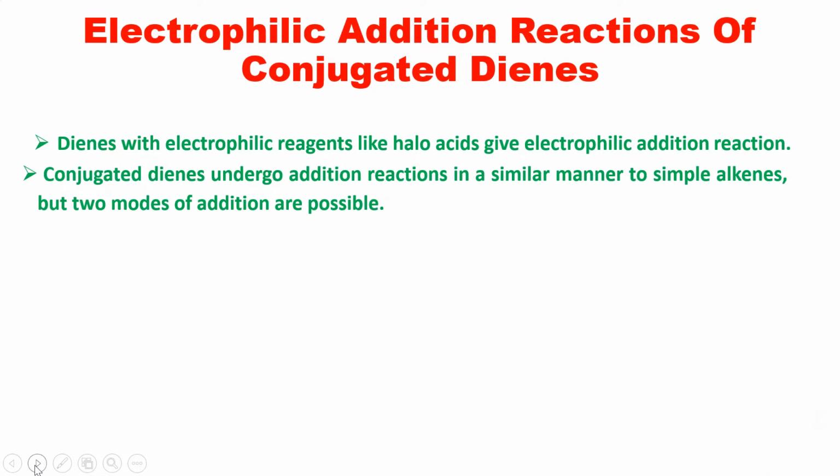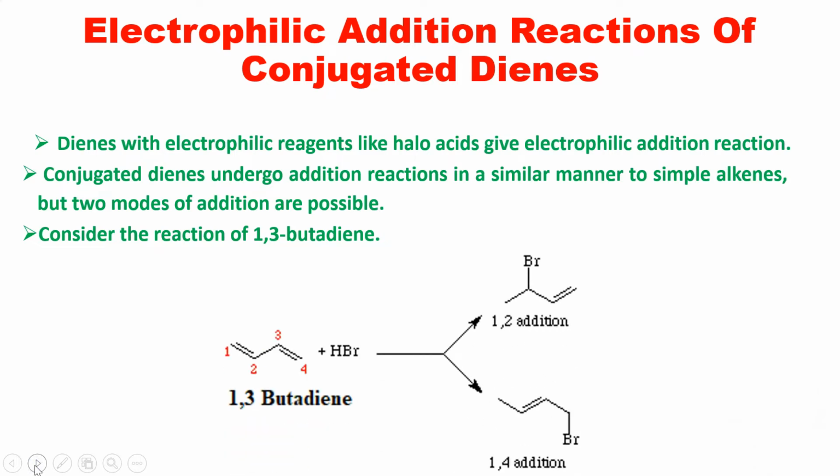Conjugated dienes undergo the addition reaction in a similar manner to simple alkenes, but two modes of addition are possible. Consider now a reaction of 1,3-butadiene. When 1,3-butadiene is added to a halo acid, it gives a 1,2 addition product and a 1,4 addition product. Now we cannot say which is major and which is minor. It depends on some factors which will come major and which will come minor.